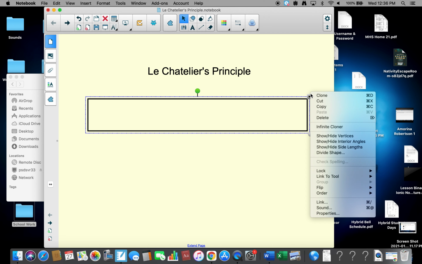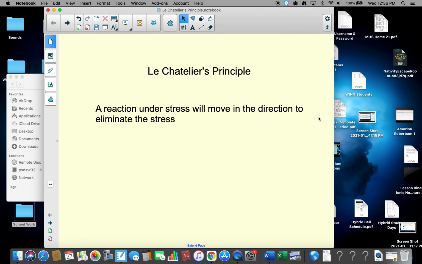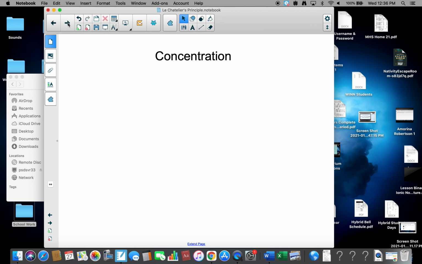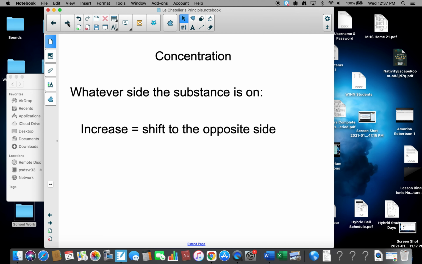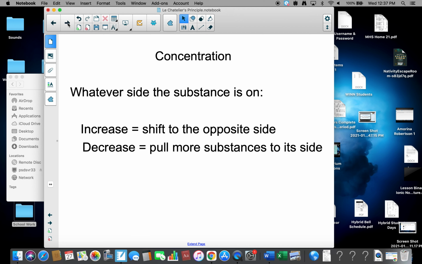Okay, so Le Chatelier says the reaction on stress will move in the direction that eliminates that stress. There are a total of 4 different stresses. The first is concentration. For concentration, whatever side the substance is on, if it's a reactant or if it's a product, if it's increasing and it's on the reactant side, it's going to shift to the opposite side. Equilibrium is going to shift to the products. If it's decreasing, we pull more to that side. We'll talk about that more in detail.